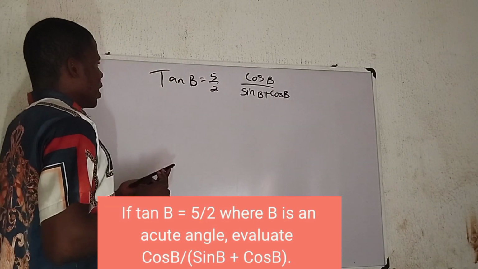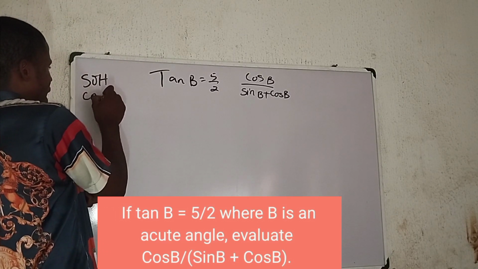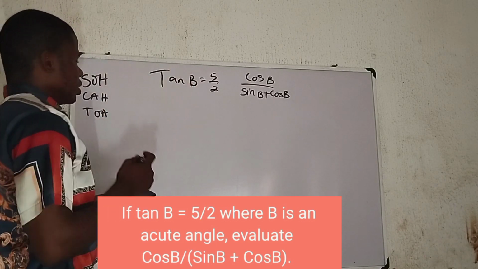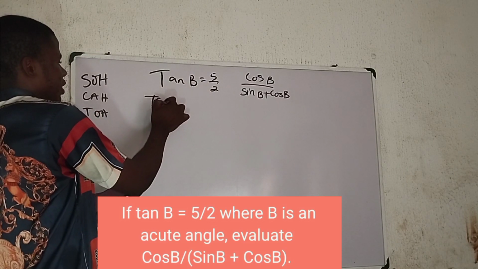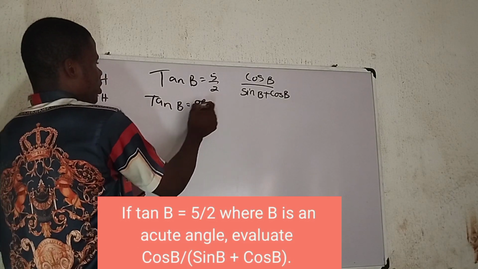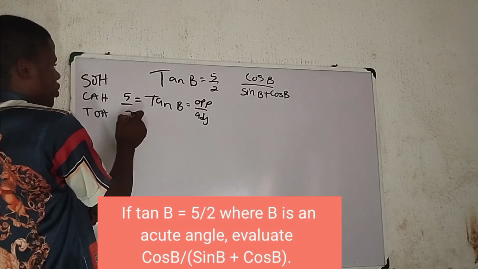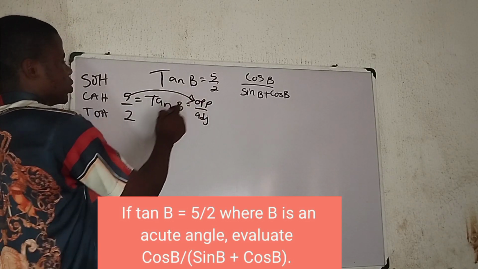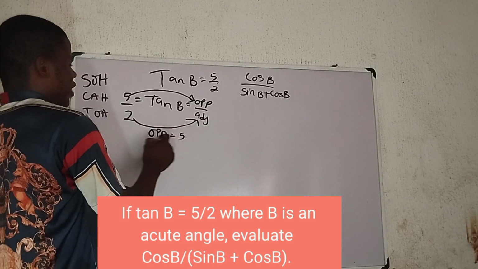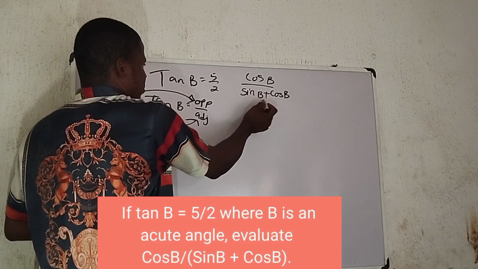Hope it makes sense. Now, for us to solve this question, we should recall the mnemonic which says SOH CAH TOA. For them to say tan B, that's tan theta. This is the angle that is 5 over 2. If you recall, tan B is equal to opposite over adjacent. The same tan B is equal to 5 over 2. By looking at it, we can say that the opposite is 5 and the adjacent is 2, right? So I have that opposite is equal to 5 and the adjacent is equal to 2. Now that asks us to find cos B all over sin B plus cos B.